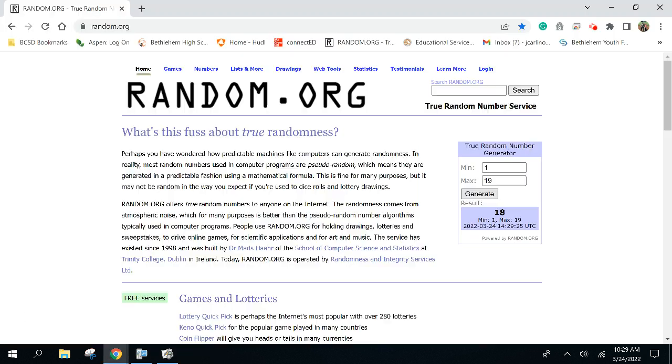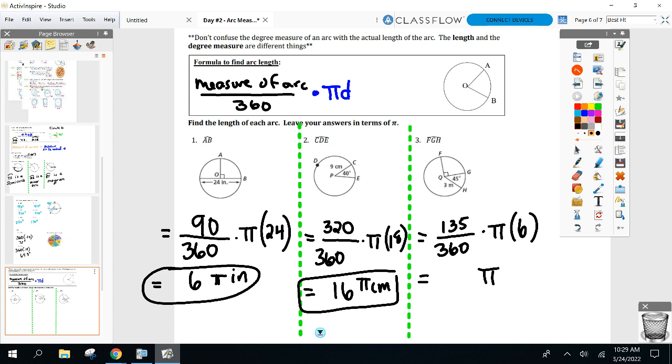Either one's fine with me. Fraction or a decimal. What do you got? 2.25. There. Good. 2.25. Leave the pi there. Meters. All right. Any questions?